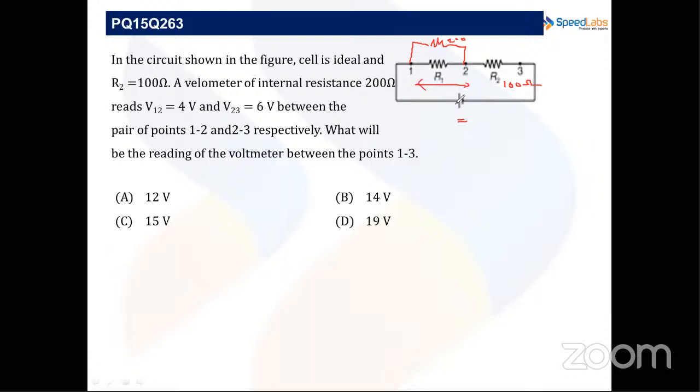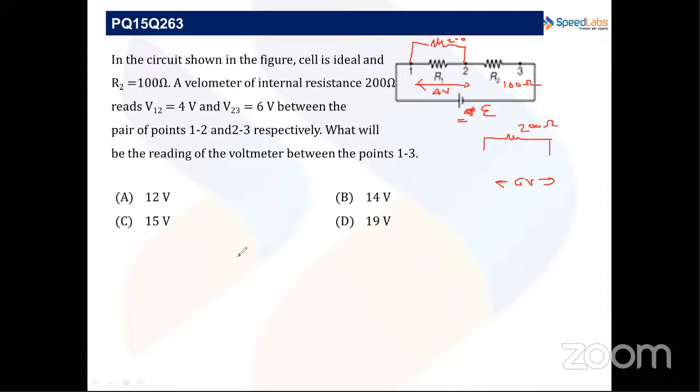Let us say it reads 4 volt. In another scenario, the voltmeter, again 200 ohm, is connected across 1 and 3, and it reads 6 volt. Let us say the total voltage of the battery is V. He is asking: find the reading of the voltmeter between points 1 and 3, that is, the potential of the battery. What is the potential of the battery? We are asked to find V, let us call it E. Now let us start.